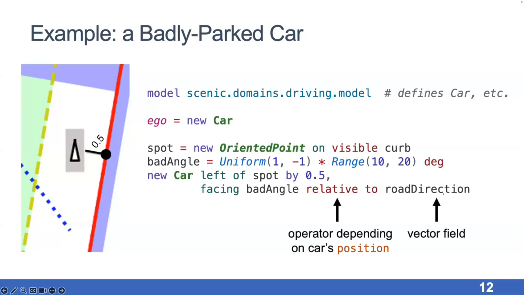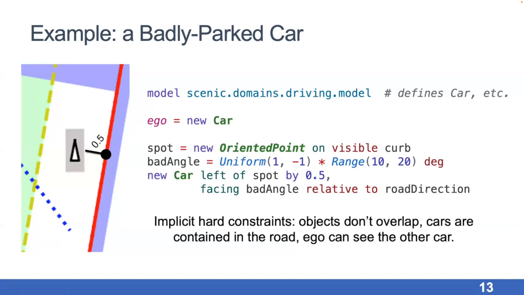Another interesting thing is that the vector field defines a different direction at every point in space, but SCENIC knows that because we're defining this car, it should look up the position of this car. So SCENIC will figure out, okay, first I have to compute the position using this left of, which recursively requires that we figure out the width and so forth, before we can then go on to evaluate this facing specifier.